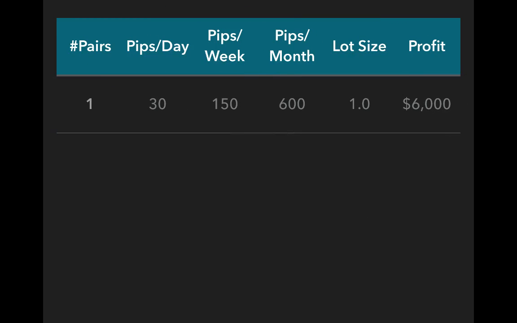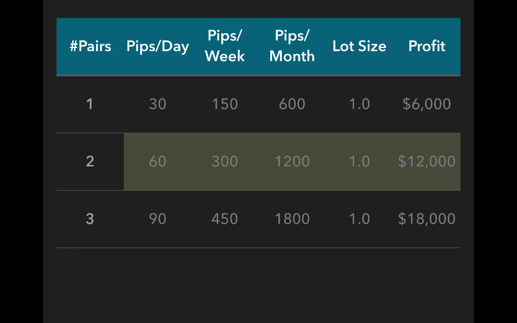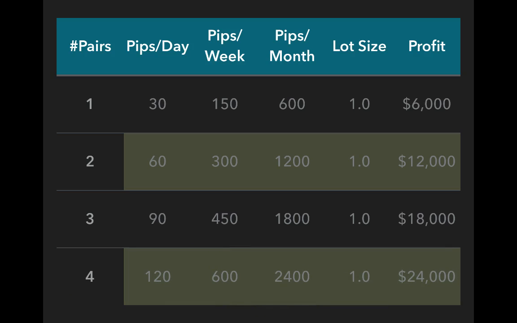Now here's where it gets very interesting. If you can get it up to trading standard lots, 1.0 lot sizes, just looking at 1 pair, 30 pips a day, you're making $6,000 profit a month. 2 pairs, you're making $12,000. 3 pairs, you're making $18,000, and 4 pairs, you're making $24,000 a month. Now that's just ridiculous income, right?